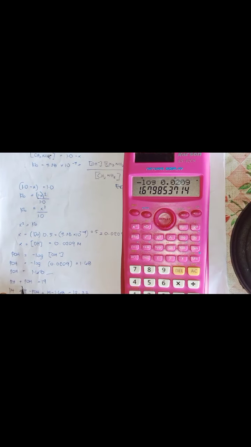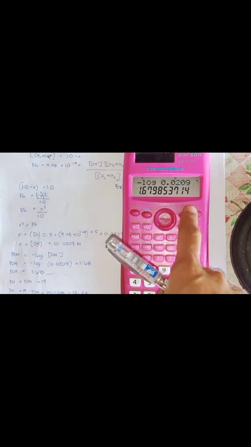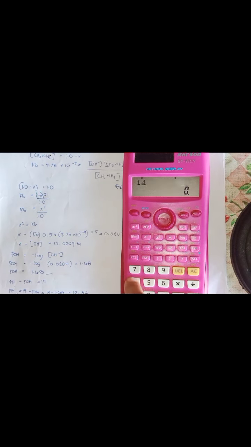pH plus pOH equals 14. pH equals 14 minus pOH, equals 14 minus 1.68. So the pH is 14 minus the pOH. 14 minus 1.68 equals 12.32. So the pH is equal to 12.32.